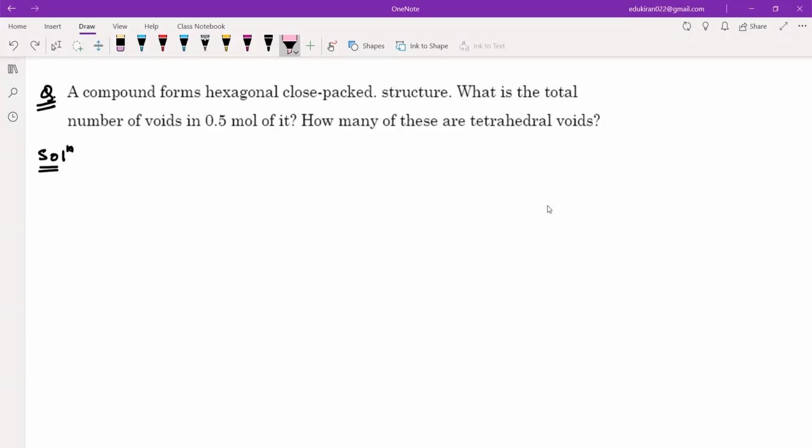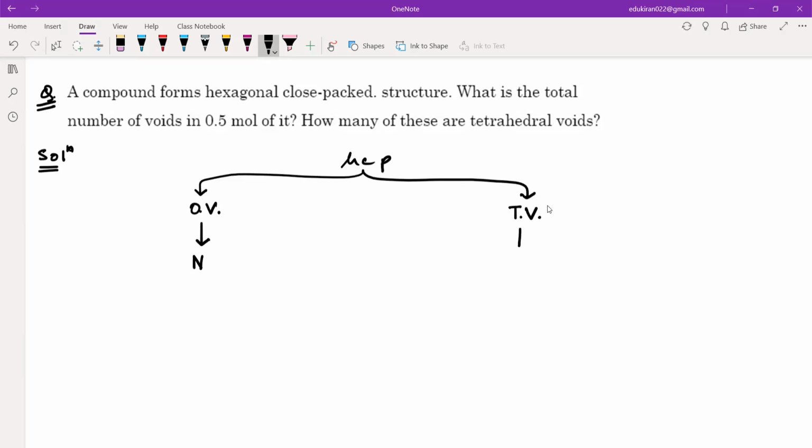So we have hexagonal close packing structure, and in this structure, we know that there are two types of void. There is octahedral void, and there are tetrahedral voids. The octahedral void is equal to n, and the tetrahedral void is equal to 2n. Everything is clear till here? And what is n here? n is always the number of atoms. Here also n is the number of atoms. So this is 2 into the number of atoms.